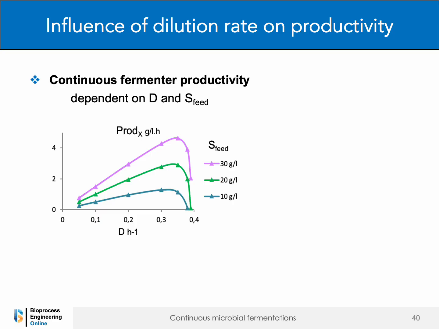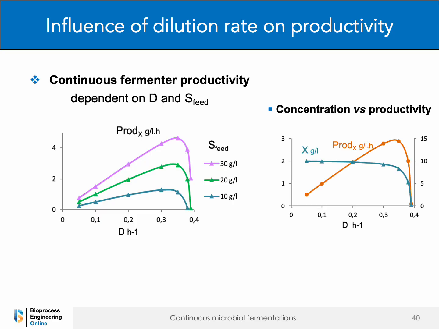The productivity of a continuous fermenter depends on both the dilution rate and the substrate concentration in the feed. For a given feed substrate concentration, productivity increases with the dilution rate, that is, with the specific growth rate of the cells, until a maximum value is reached. The dilution rate corresponding to maximum productivity is generally close to the critical dilution rate for cellular washout. Beyond the dilution rate yielding maximum productivity, fermenter productivity decreases sharply as washout conditions are approached.